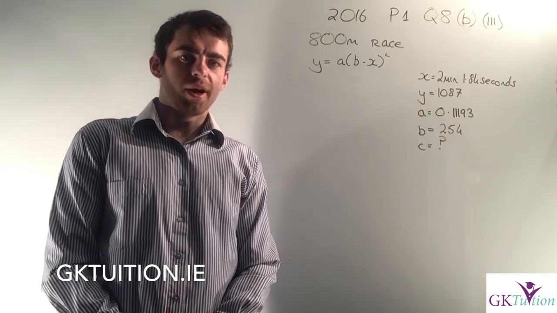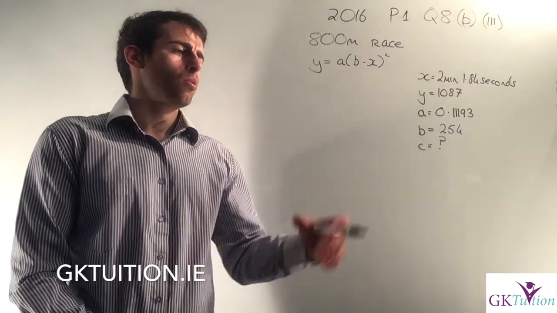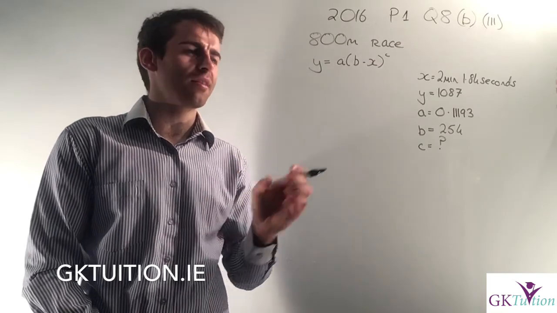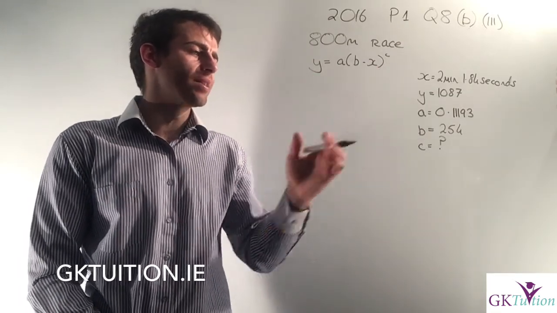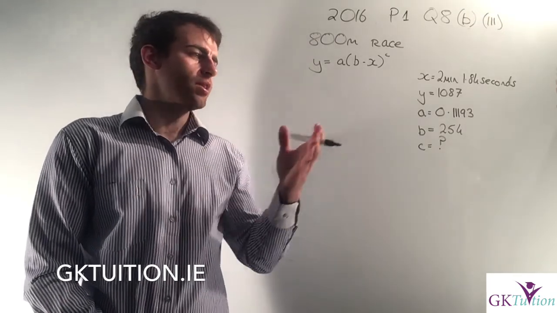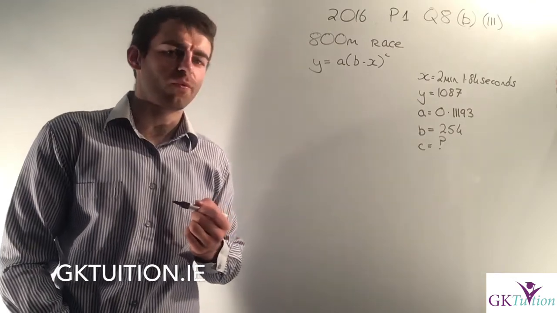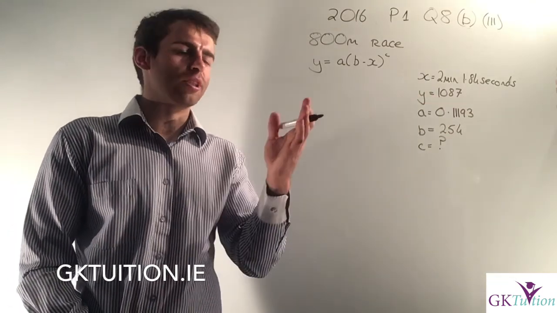Okay, now the final part of this question, we're talking about Jessica's 800 meter race. We're told that the formula to derive the number of points you achieve in the heptathlon is given as this. We're told what the value of A is and the value of B is. And Jessica runs the 800 meter race in 2 minutes and 1.84 seconds. And that she achieves 1,087 points.